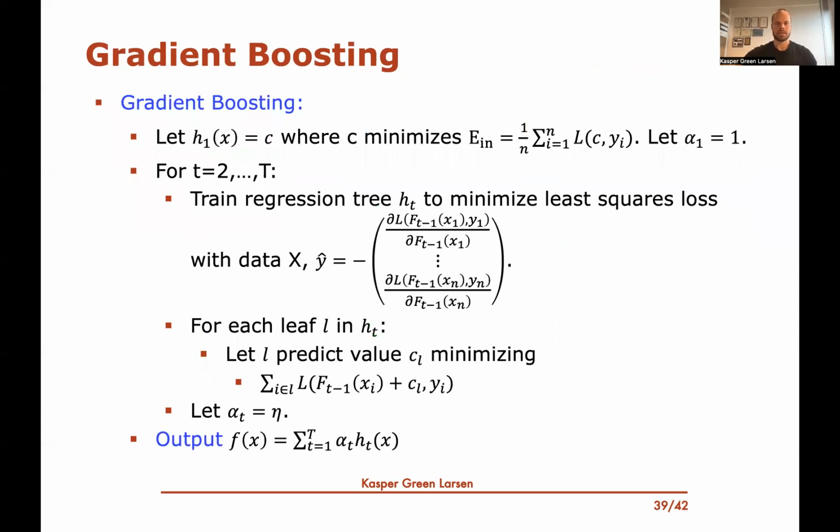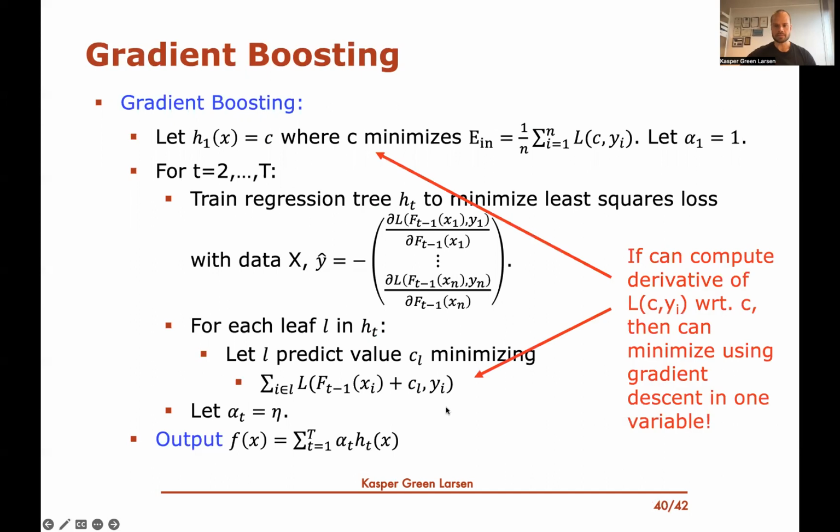So this is the full algorithm, the gradient boosting algorithm. First, find the constant that minimizes the in-sample error. Return this constant, set the contribution to 1 to the final regressor. And now for each of the iterations, we train a tree using least squared loss, where the labels are the vector of all the partial derivatives of the loss function on the individual points with respect to the current prediction. And then once we've trained this regression tree using least squared loss, we go over all the leaves of the tree, and we change the prediction such that we return the constant that minimizes the new loss function, the contribution to the loss function by those points that end up in this leaf.